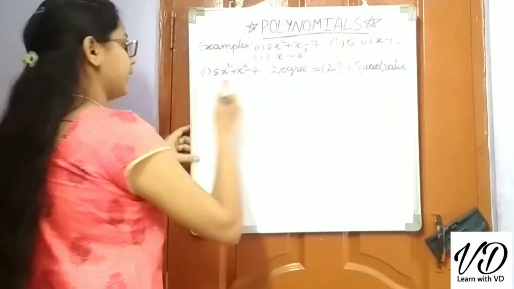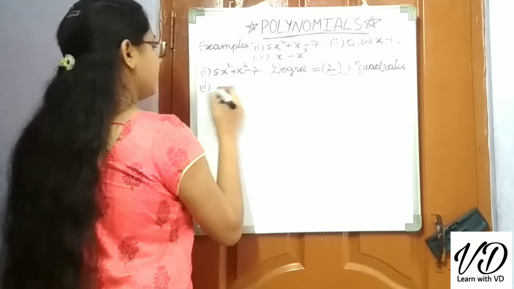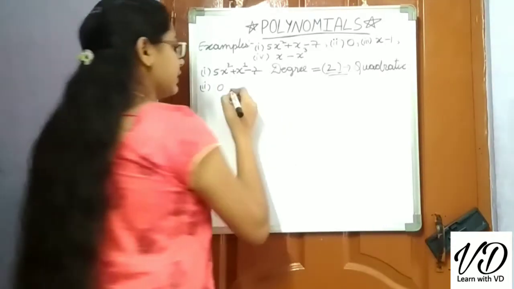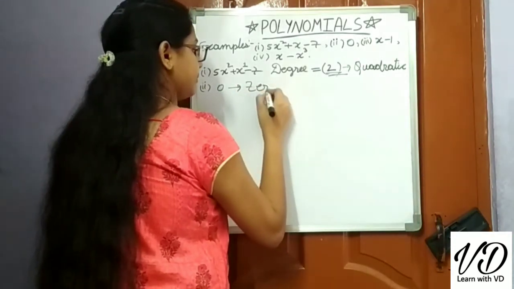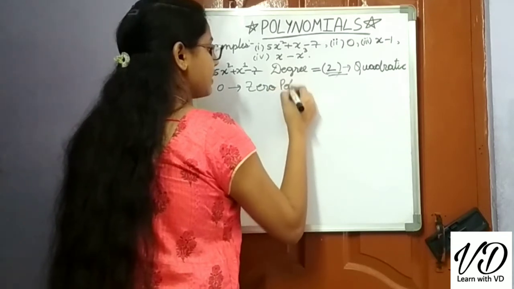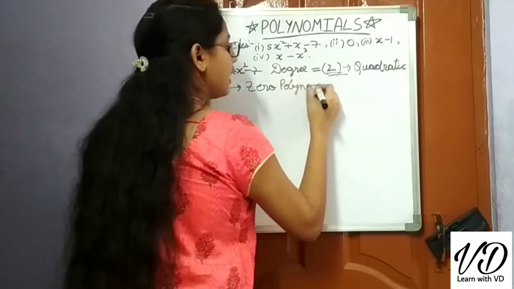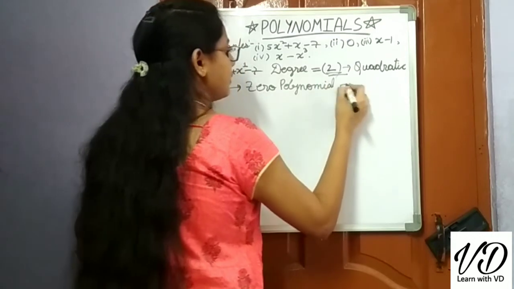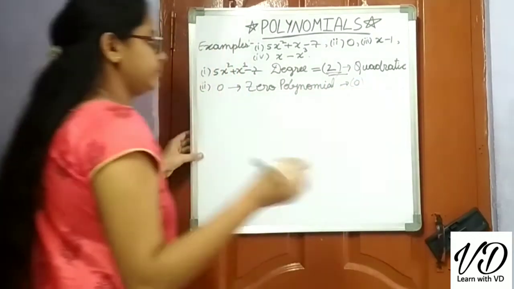And let's take the second example here. It is 0. It is obvious that this is a zero polynomial. Zero polynomials are represented by 0.